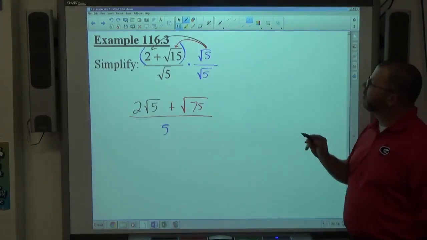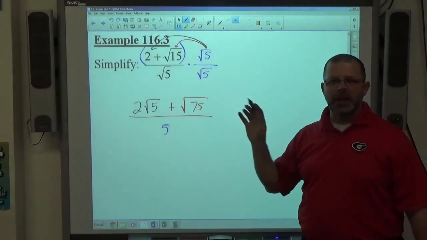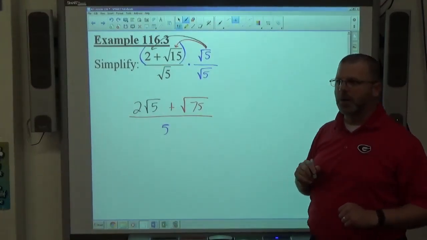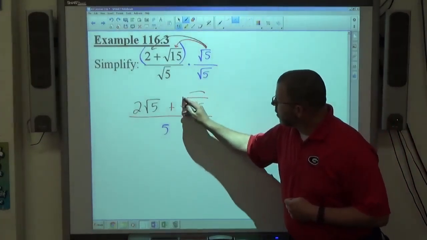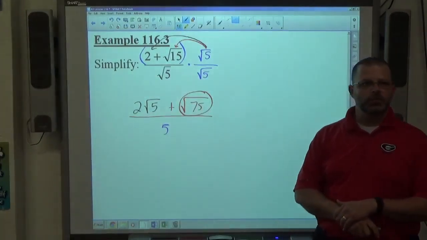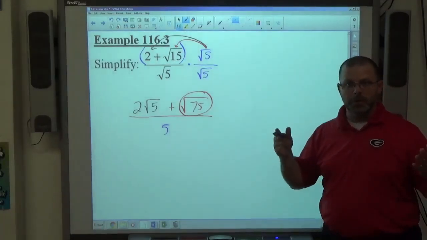One extra added feature to this one though, and I forgot to mention it in the last two problems because it didn't really happen in those two problems. I think we're getting used to these numbers that can be broken down. But do look for a possibility that we can reduce these radicals. This is the way we've been reducing them.